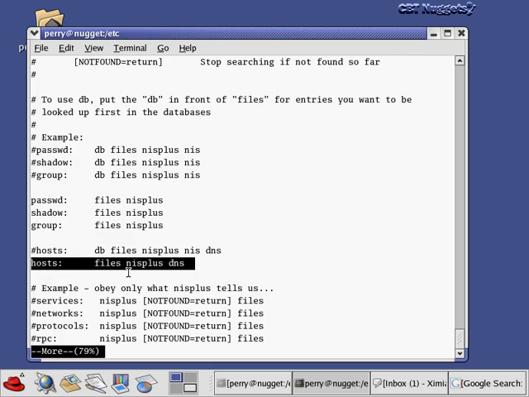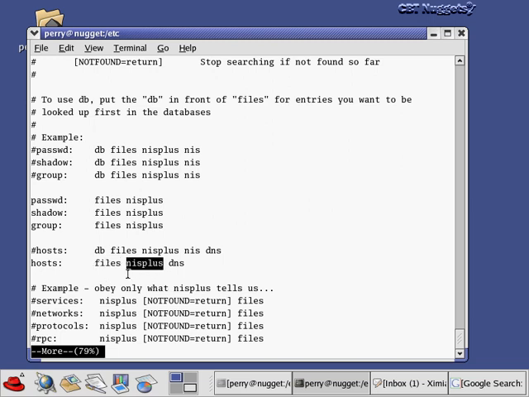Now what this is telling us is that the first place that we should try to resolve host names is by looking at local files. One of the local files that we'll look at is the etc hosts file. What we're trying to do is save ourselves from having to go out and look at the name servers and go through that whole hierarchy to resolve a name that is actually local to our domain. So that's why files is first.